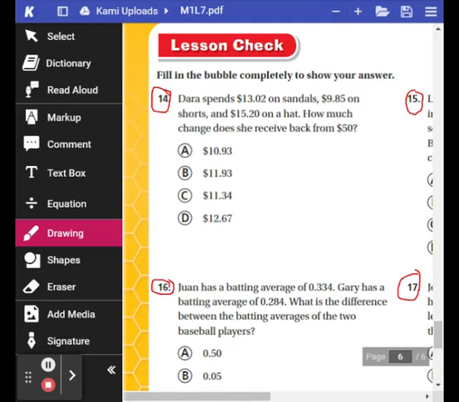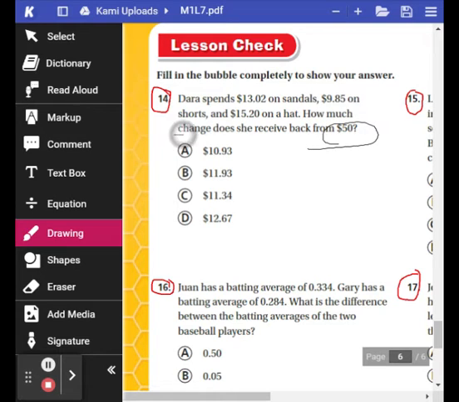I'm going to find groups of 10. So 9 plus 1 is 10. 10 plus 5 is 15. 15 plus 3 equals 18. Plus 1. 1, 2, 3. So she spent $38.07 total. But look at this.